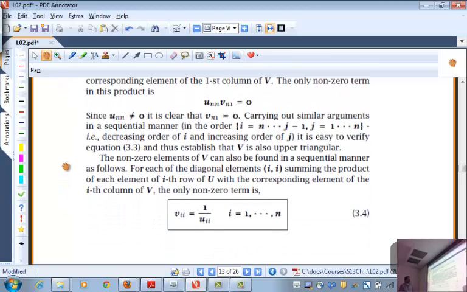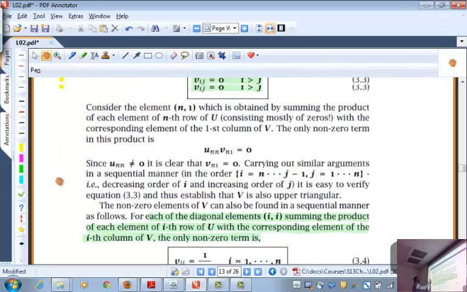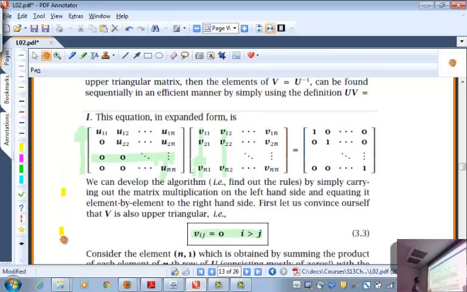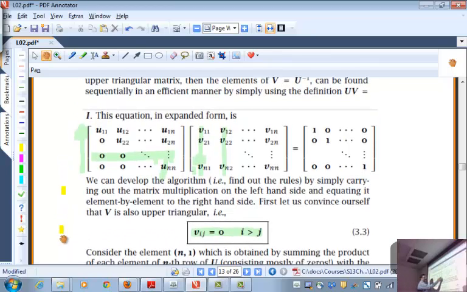Here is the key. I myself forget the order, so I'm just reading it here. So for each of the diagonal elements of i, summing the product of each element of the ith row of U with the corresponding element from the ith column of V. Once you've seen it, it's fairly easy to understand. So what we are saying is the next thing, after establishing that all the lower elements are 0, try to establish all the diagonal elements.